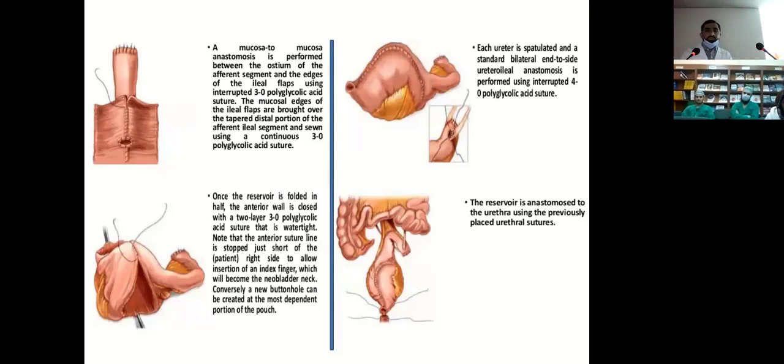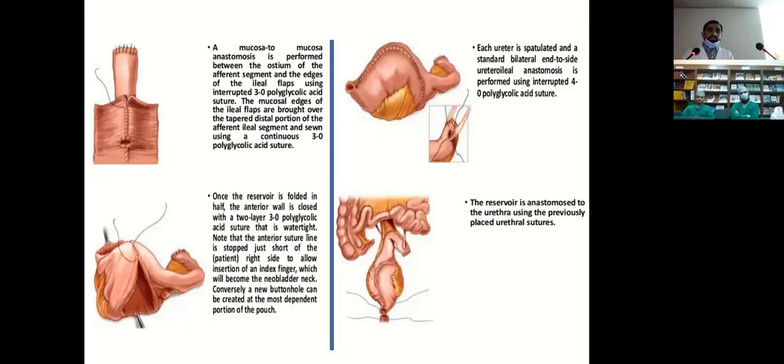A mucosal anastomosis is performed between the ostium of the afferent segment and the edge of the ileal flap using interrupted sutures. The mucosal edge of the ileal flap is brought over the tapered distal portion of the afferent ileal segment and sewn using continuous suture.